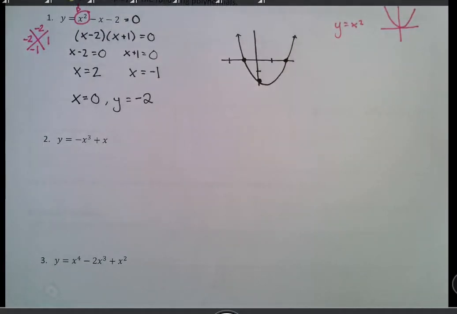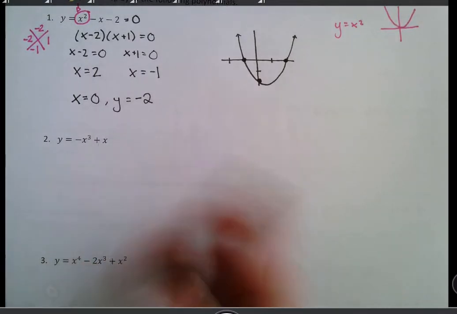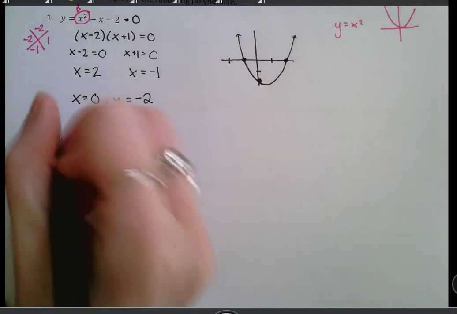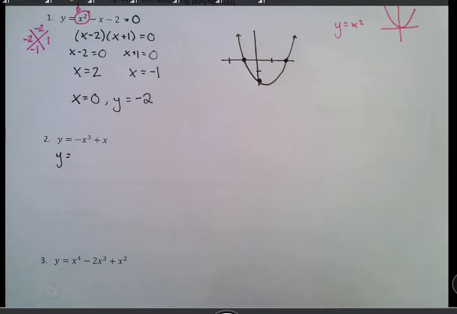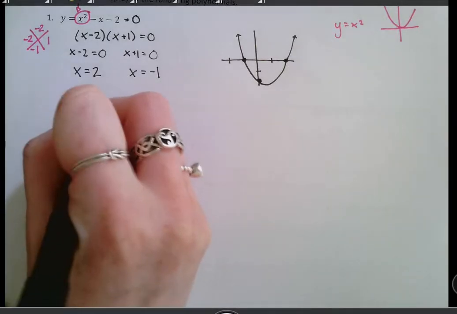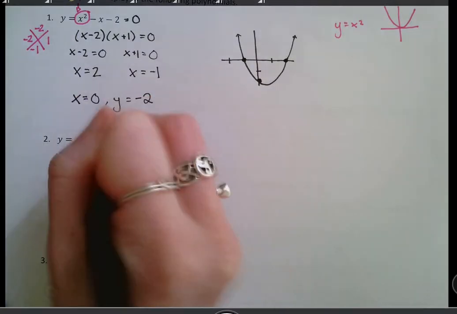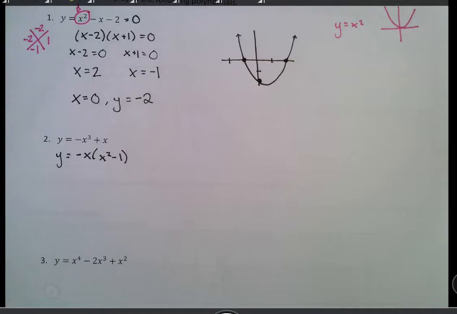For the second question, we need to first recognize that these both have an x in them, so we need to factor that out before we move forward. So we have y is equal to, and I'm also going to take out that negative, because whenever I see a negative, I don't like a leading coefficient that's negative. So it's going to look like a negative x times x squared minus 1. When I pull that negative out, it switches the sign on both of those.